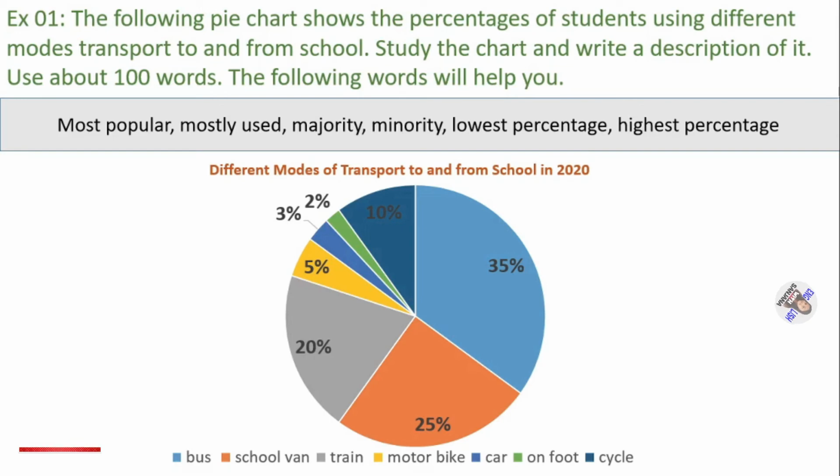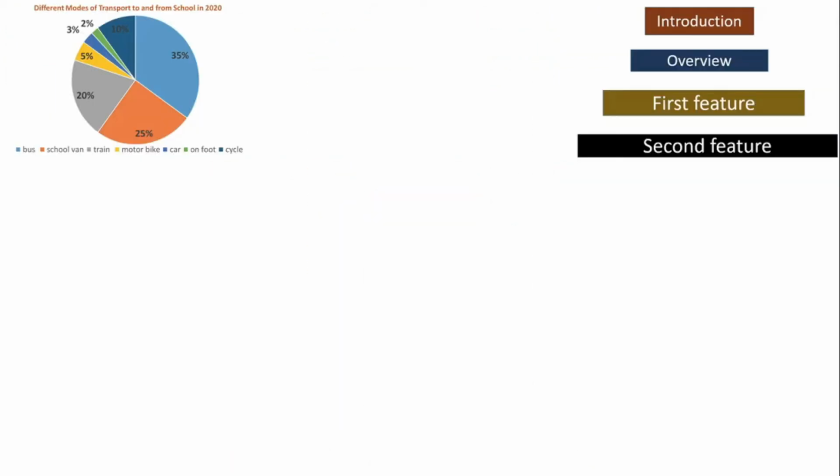Look at the pie chart here. 35% of the students travel by bus. 25% of the students travel by school van. 20% travel by train. 5% by motorbike. 3% by car. 2% on foot. 10% by cycle. You can follow the same structure to describe the pie chart.